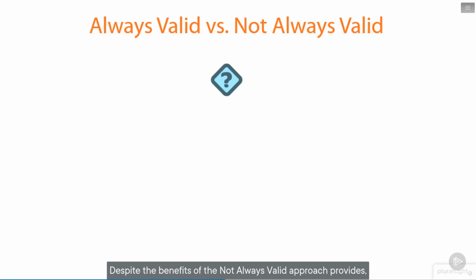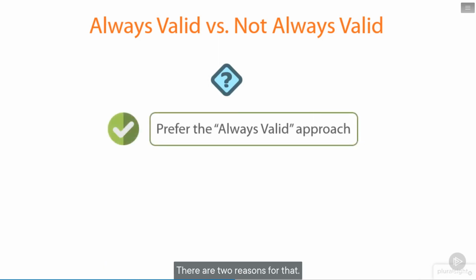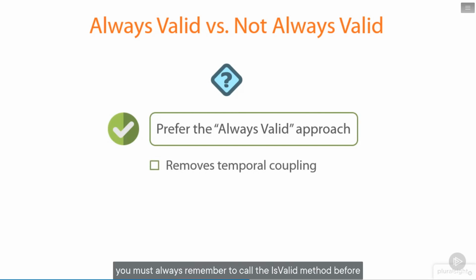Despite the benefits that the not always valid approach provides, I strongly recommend you adhere to the always valid approach. There are two reasons for that. First of all, it removes temporal coupling. With the opposite technique, you must always remember to call the isValid method before persisting an entity to the database or before executing some business-critical operation. This often ends up being an error-prone way to build a domain model.